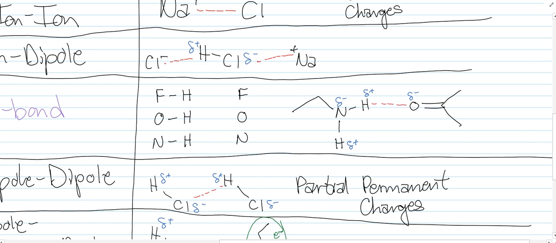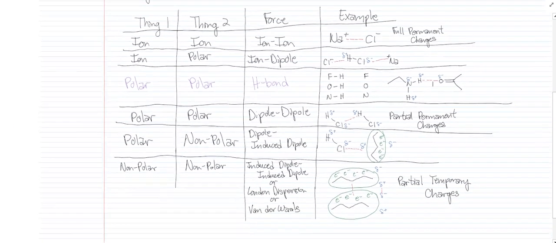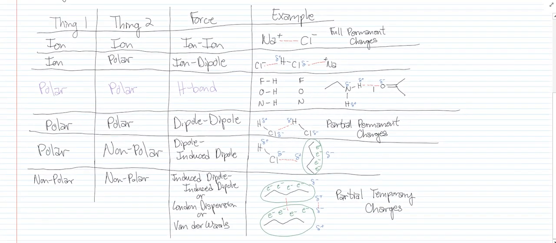Okay, so again, thing 1 has an FH or an OH or an NH in it, and thing 2 has an F or an O or an N. They don't need to be the same. The FH doesn't have to be with an F. You just need one of each. And that is a hydrogen bond. Okay, so zooming back, a pretty little chart. Hopefully this gives you an idea of what the different intermolecular forces mean.